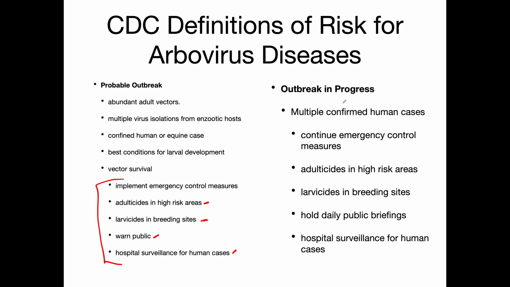Finally, the outbreak in progress occurs when we see multiple confirmed human cases, which happened here in South Florida with that small Zika outbreak. We continue emergency measures with the adulticides and larvicides, but now we start to hold daily briefings on a regular basis, kind of like they're doing with the COVID virus right now. This was done with the Zika virus. Every day there was some kind of news conference telling the public what was going on with that particular disease. And of course, they will continue surveillance for human cases in local hospitals.